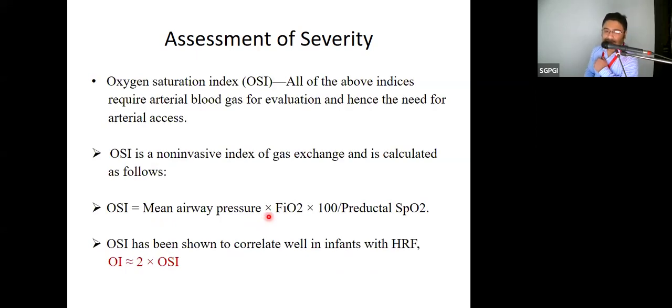The last is a non-invasive way. The oxygenation index requires a central line catheter, but we have another index, the OSI. The formula is a little bit different from the OI. Instead of the PaO2, here we have the pre-ductal SpO2. This is one of the ways of assessing the severity of hypoxic respiratory failure. Usually the correlation is that the oxygenation index is twice that of OSI.